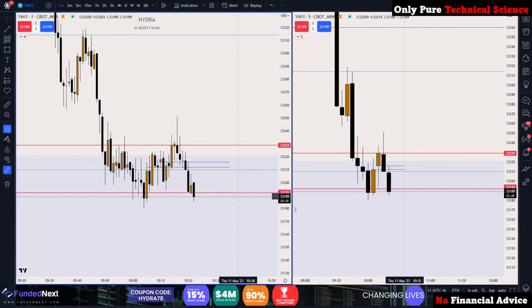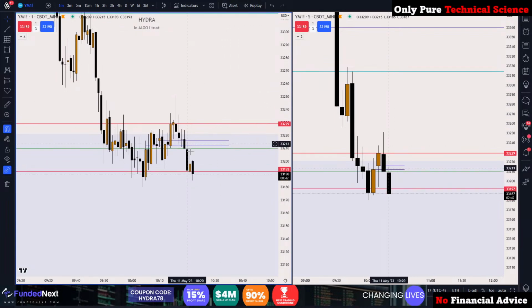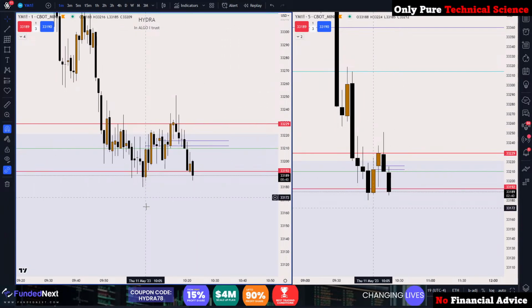So do you guys see this volume imbalance failed to provide support for price towards the buy side? Now price is using the same failed volume imbalance to hunt this sell side liquidity that's resting below this low right here.